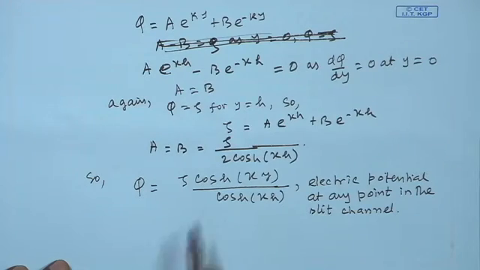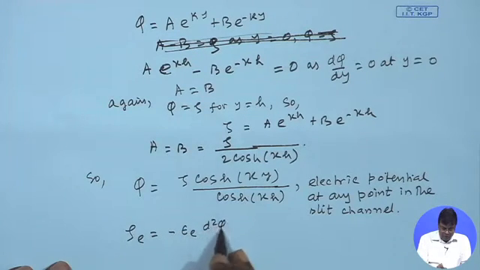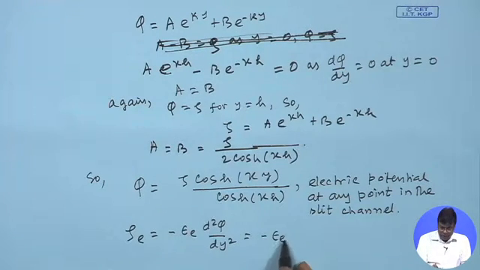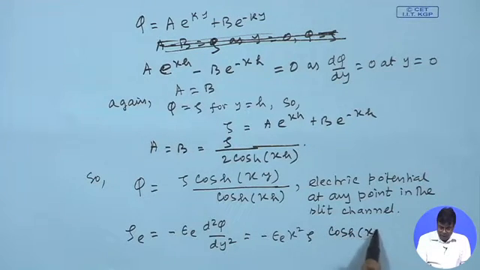So the electric potential is governed by this equation, and the charge density, which we can write as rho e, is basically minus epsilon e d2 phi dy2, that becomes minus epsilon e. Now if I differentiate this equation, so 2 times k square zeta cos hyperbolic ky by cos hyperbolic kh.